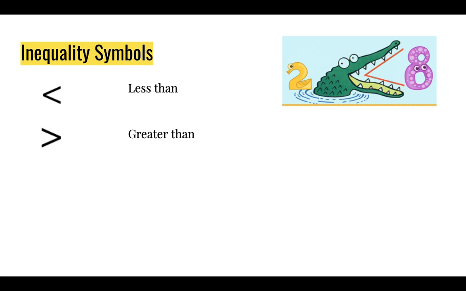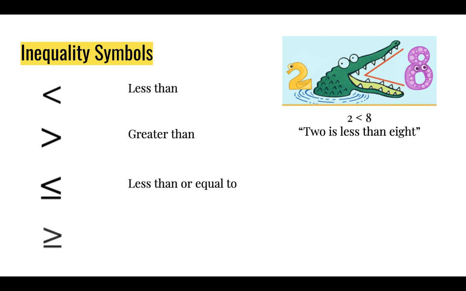Let's review some inequality symbols. This symbol shows less than. This symbol shows greater than. I like to remember this using the picture of the alligator. The alligator's mouth is always open towards the bigger number because he's hungry and he wants to eat more. I would represent this inequality as 2 is less than 8. There's also two additional inequality symbols that we need to know. This one shows less than or equal to. This one shows greater than or equal to. So the line underneath the greater than or less than symbol adds the additional or equal to.